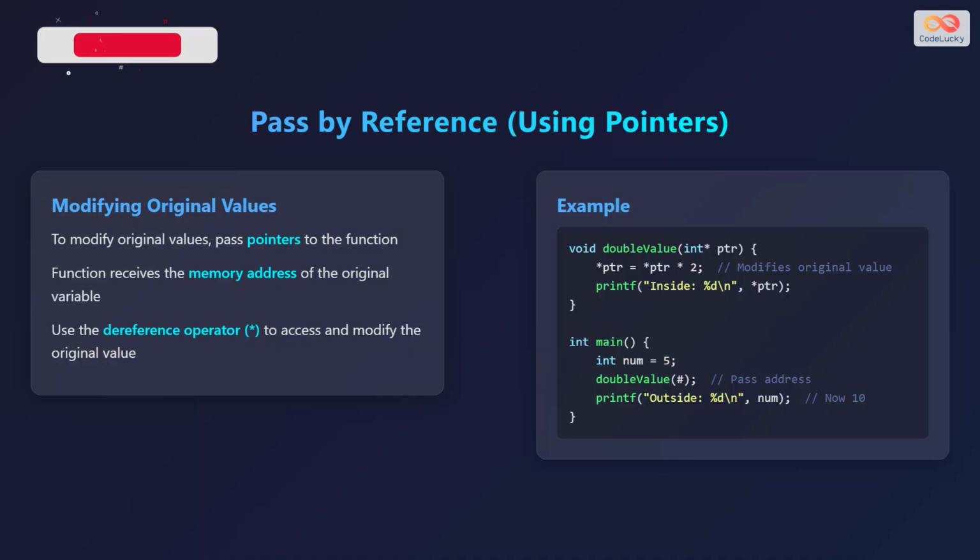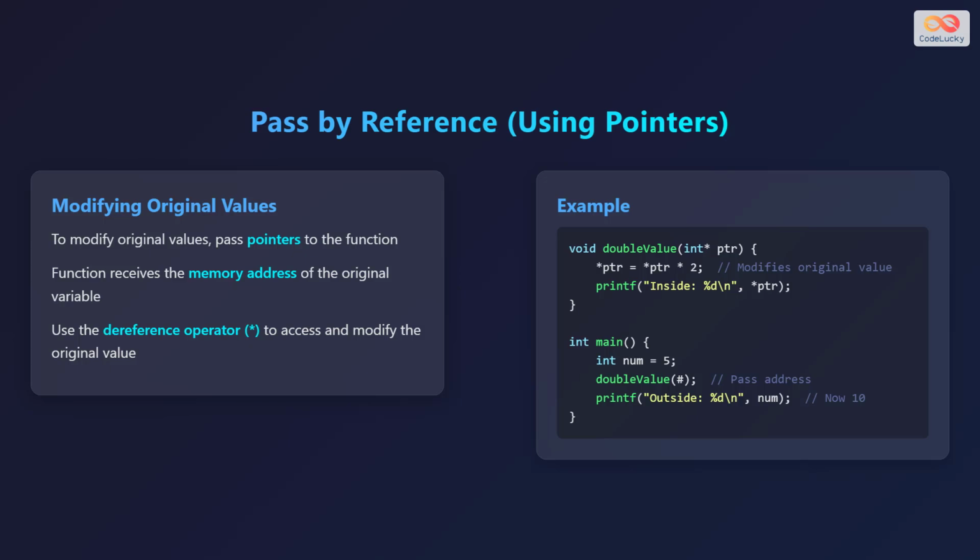Now let's explore how to modify original values using pass by reference with pointers. To modify the original values of variables, we can pass pointers to the function. In this case, the function receives the memory address of the original variable. To access and modify the original value, we use the dereference operator, which is the asterisk symbol.